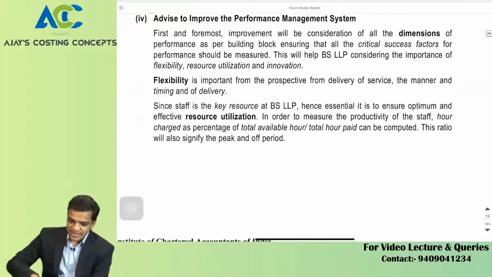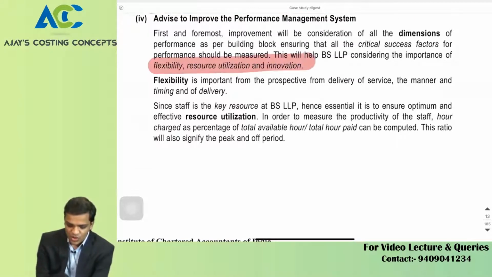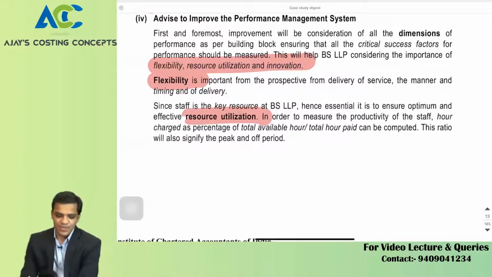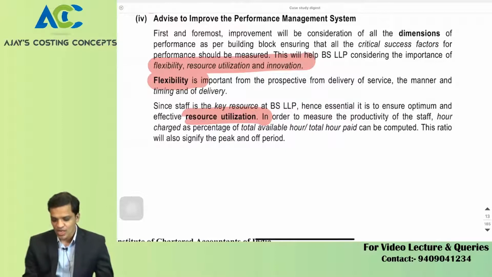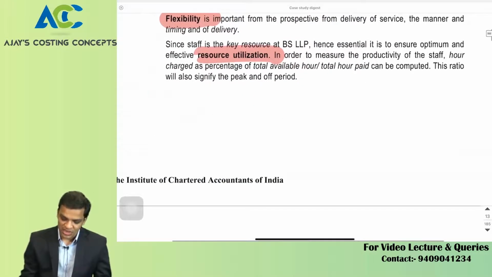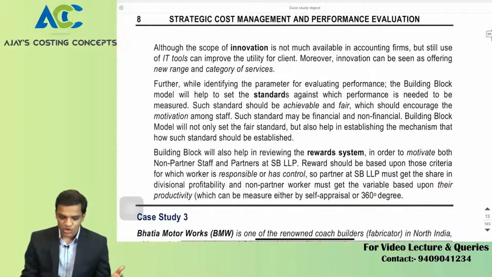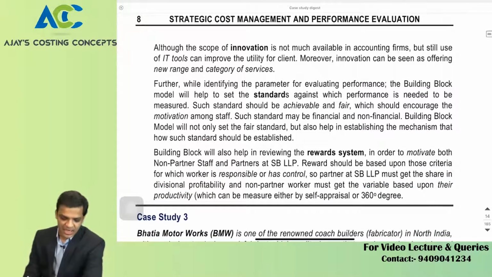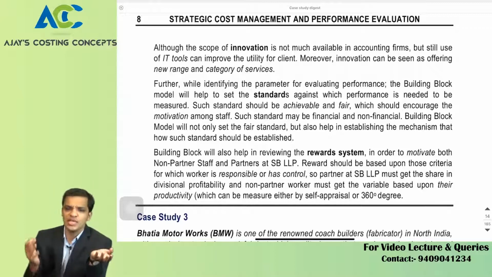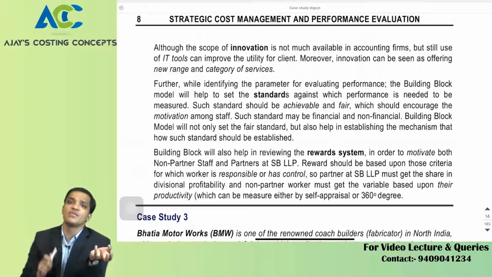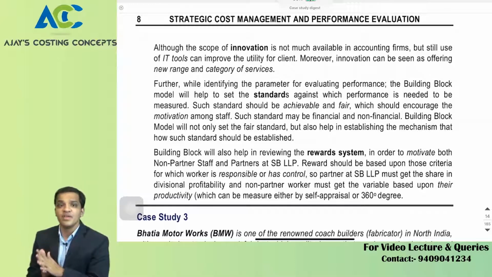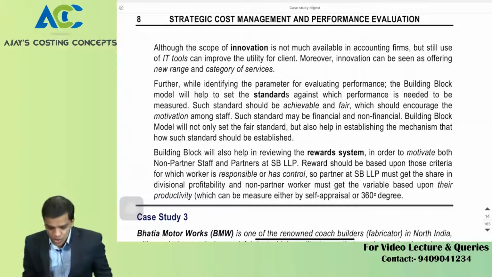So flexibility, as I said, covers aspects of flexibility, research and innovation. That is what they have also provided. Flexibility is an important form of perspective from delay of service, the manner and timeliness. Since staff is the key resource at BS LLP, it is essential to ensure optimum and effective resource utilization. Further, although the scope of innovation is not much available in an accounting firm, there are still IT tools or better tools. Even you know the Excel formats and the software we have been using. In your articles, you have to learn what kind of software and IT tools are available, which make it easier and more convenient for you to work, as well as for clients.